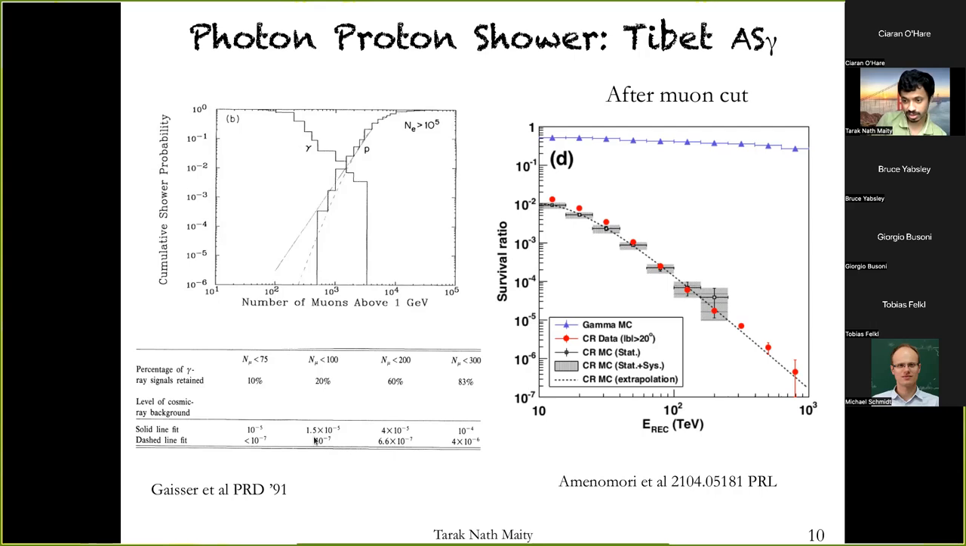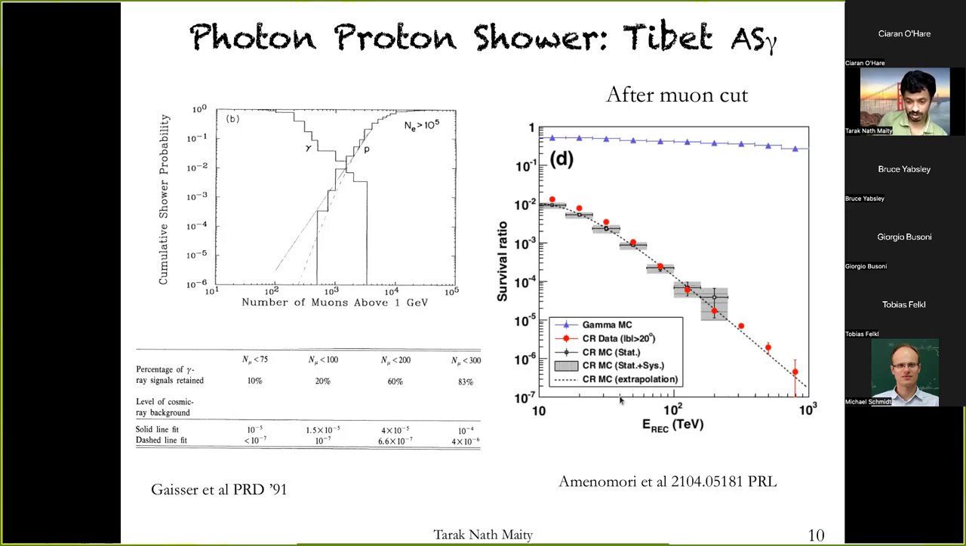So what you essentially want to do is optimize this cut so that you get rid of most of the cosmic ray flux and what you are left with is the gamma ray flux. This is what Tibet does to differentiate between cosmic ray and gamma ray showers, and ultimately the survival ratios for the cosmic rays and gamma rays are presented in this manner. The experimental collaboration has presented their result in this manner.